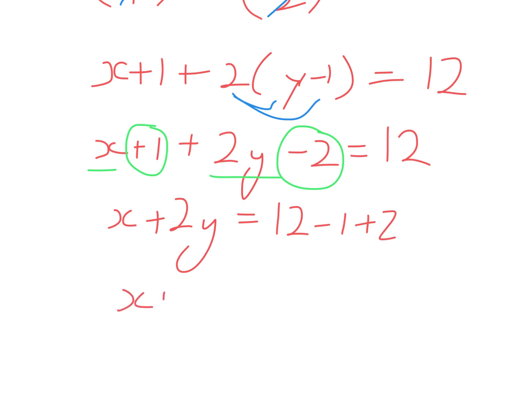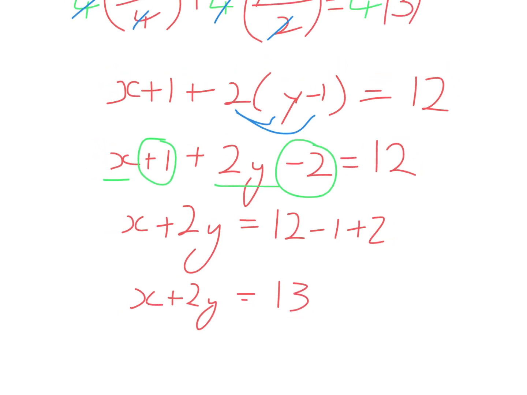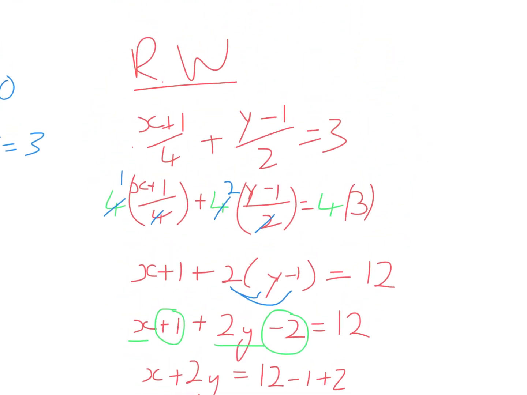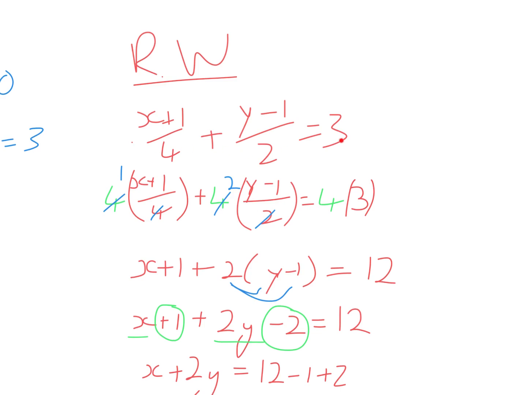All that's left to do then is simplify: x plus 2y is equal to 12 minus 1 is 11 plus 2 is 13. So this is a lot of rough work to have to do. That's why I would always suggest doing this as rough work first of all, before you start into trying to solve the simultaneous equations together. So now we have a nice equation, x plus 2y is equal to 13. It is telling us the same thing as this is telling us, but it's just doing it in a much nicer way.